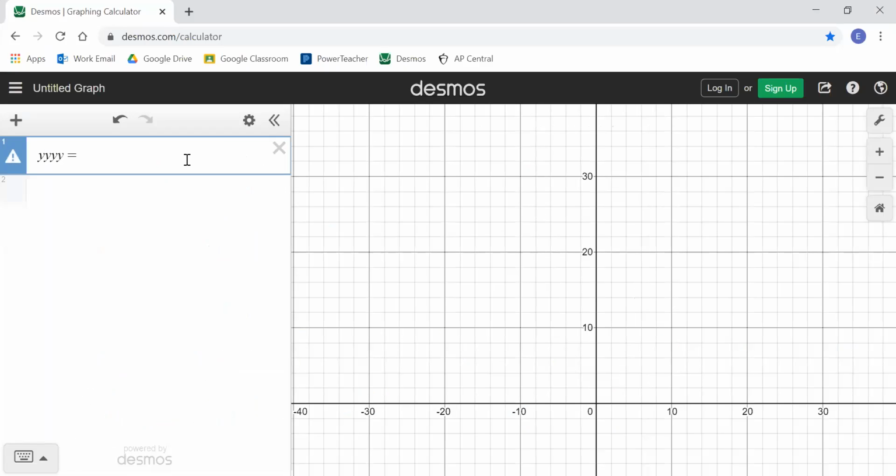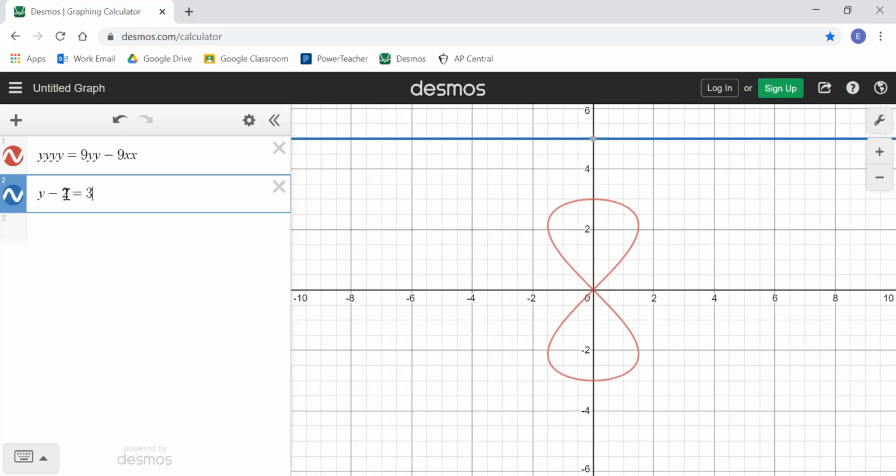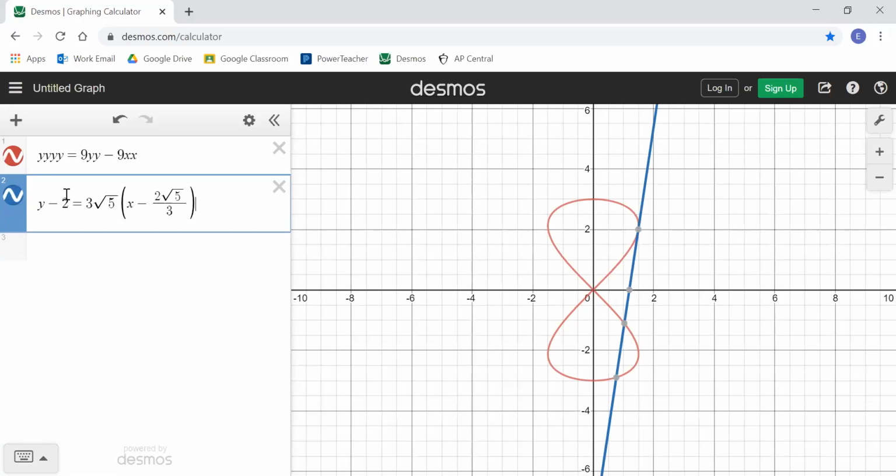Y to the 4th equals, what do we have? We had 9y squared, is that right? Minus 9x squared. Yeah. There it is. And our tangent line was y minus 2, I believe, should be 3 square root 5 times x minus, what was it? Was it 2 root 5 over 3? Yes. Great. There it is.